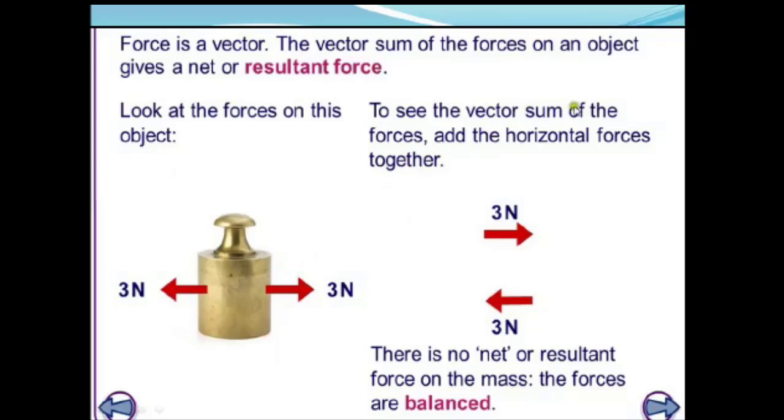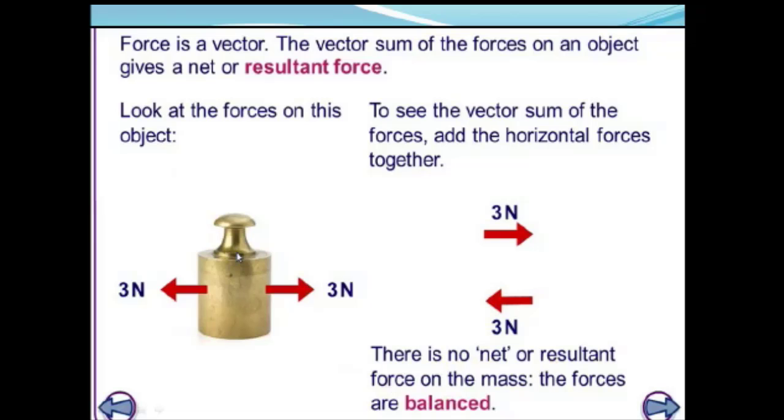To see the vector sum of the forces, add the horizontal forces together. That is, if you add 3 Newton and this 3 Newton together, the resultant force, we say, is 0, and hence there is no net or resultant force on the mass, and the forces are balanced forces here.